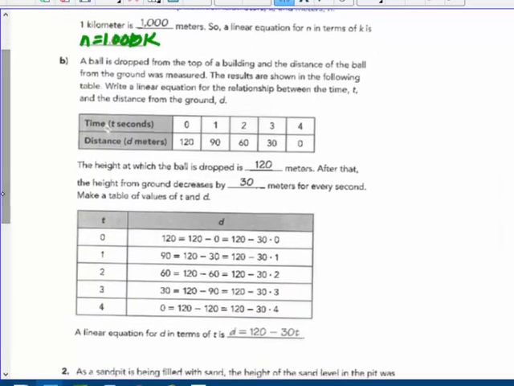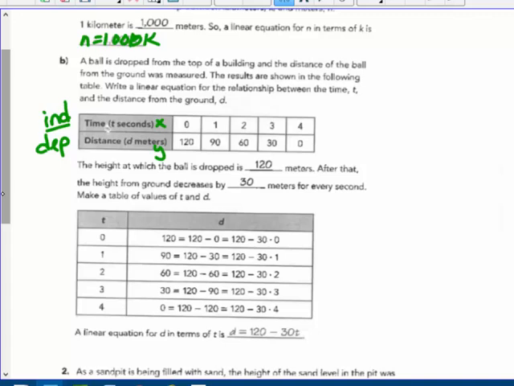A ball is dropped from the top of a building and the distance of the ball from the ground was measured. The results are shown in the following table. Write a linear equation for the relationship between time t and distance from the ground d. Well, the time is the independent variable. That's what you would put on the x-axis. And the distance depends on how long it's been dropping, right? That's the dependent variable, and that would go on the y-axis. We're going to talk about independent and dependent variables. I'm keeping track of two things, an x and a y, or in this case, a t and a d.